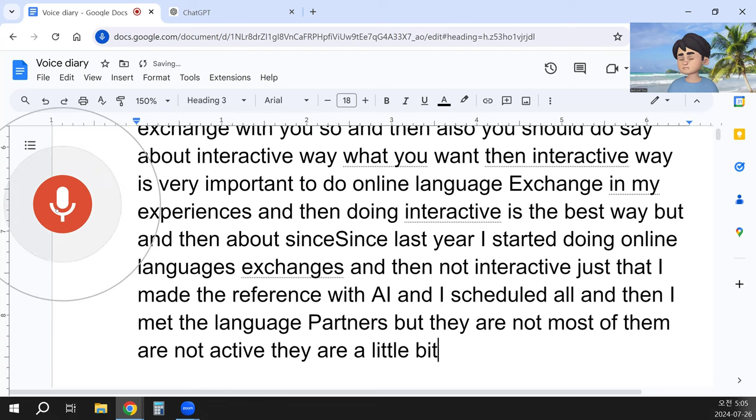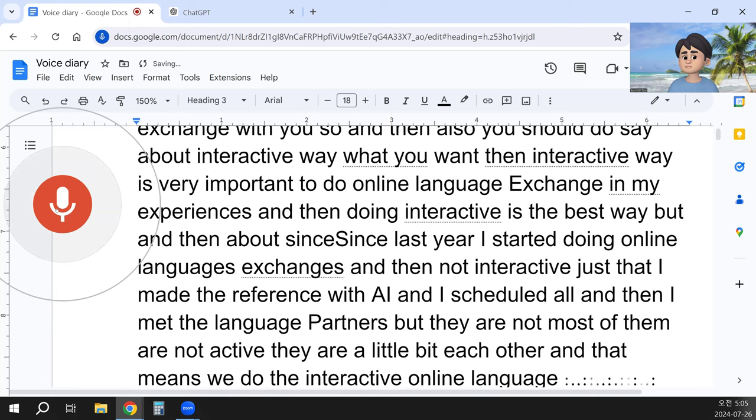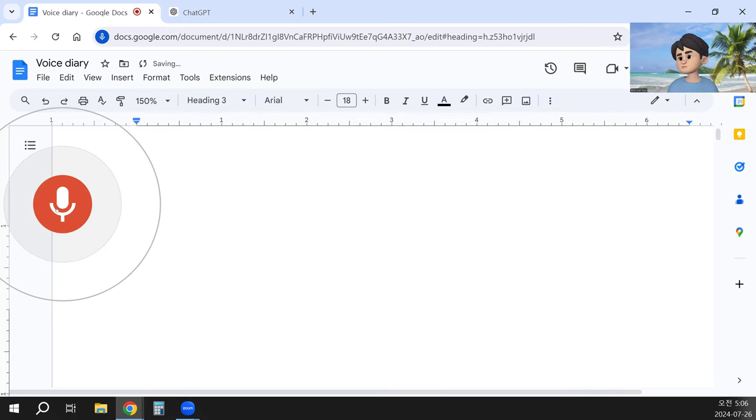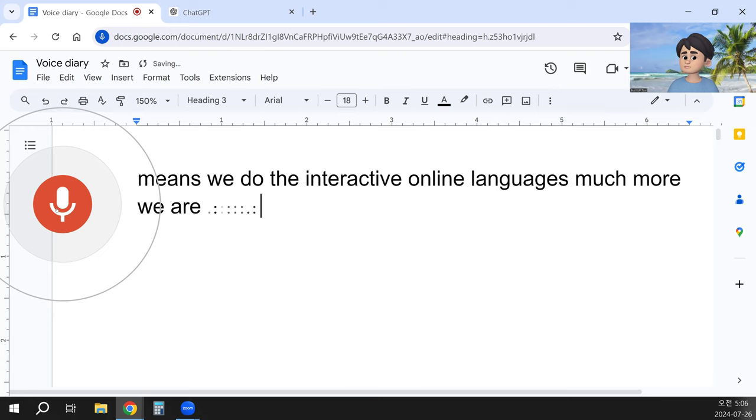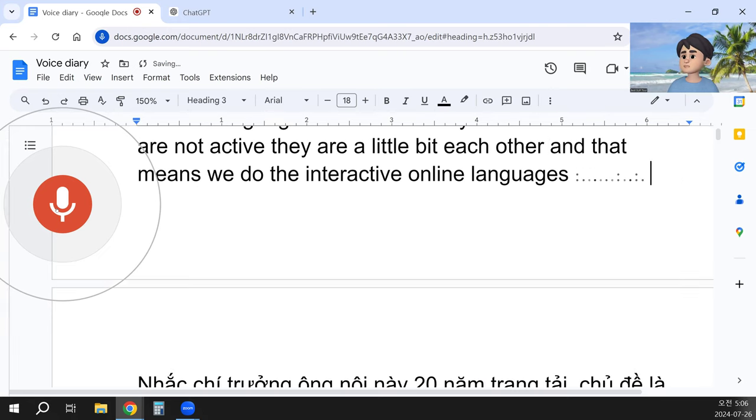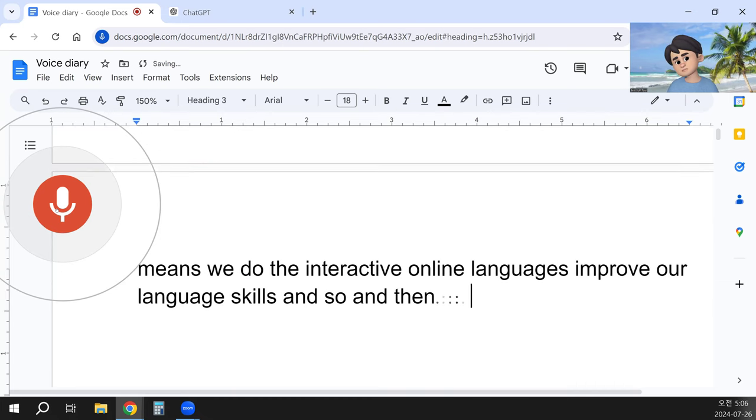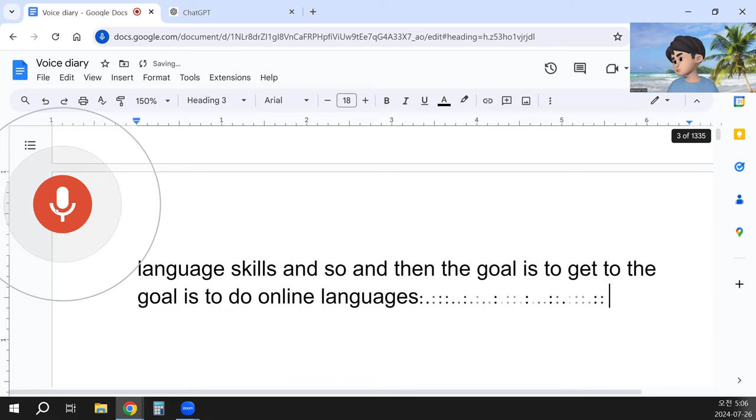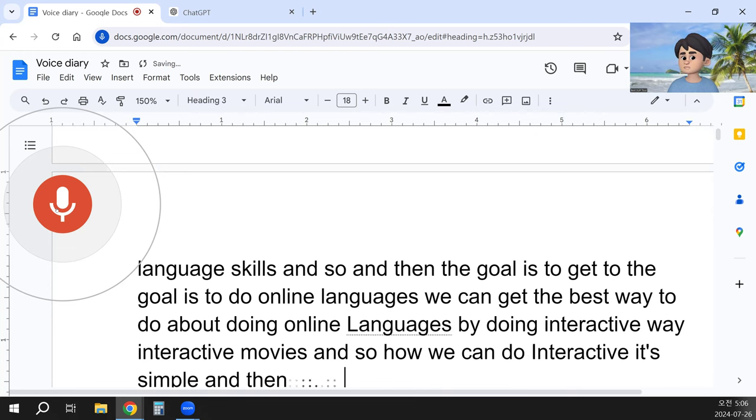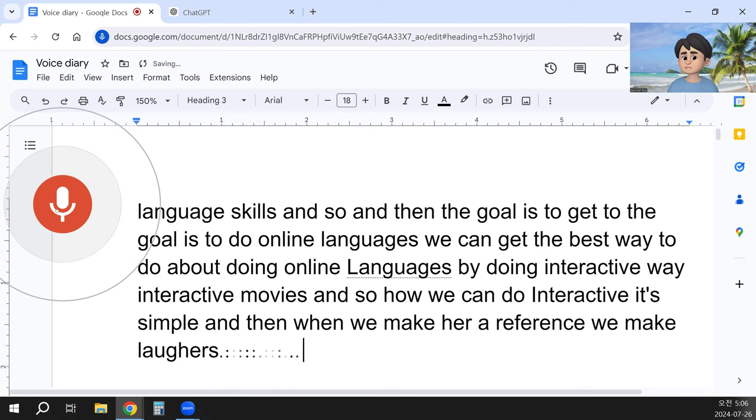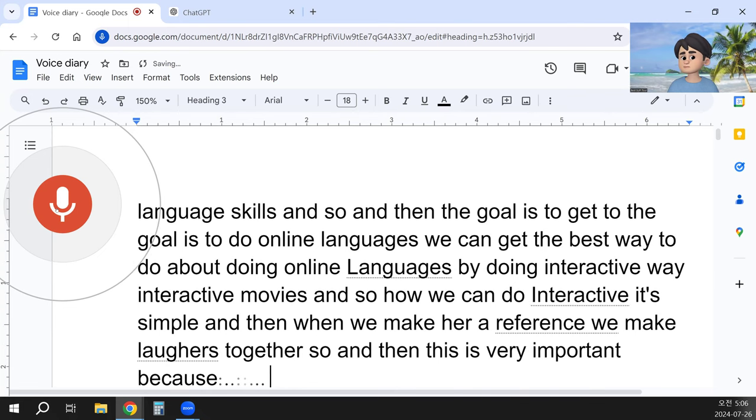If we are active with each other, which means we do interactive online language exchange, then we improve our language skills much more. So the goal is to do online language exchange in the interactive way. Interactive is a very important part. So how can we do interactive? It's simple. When we make a reference, we make the reference together. This is very important because of each person's level and intention.